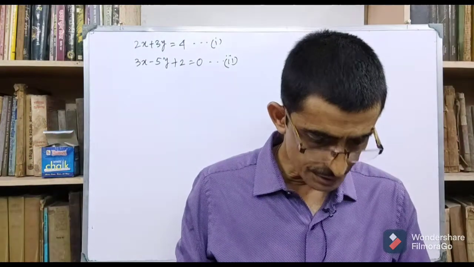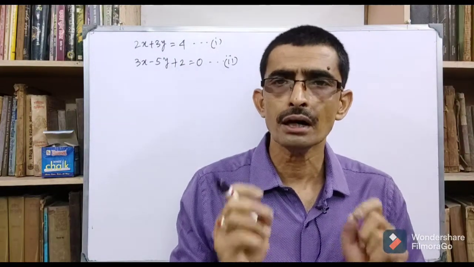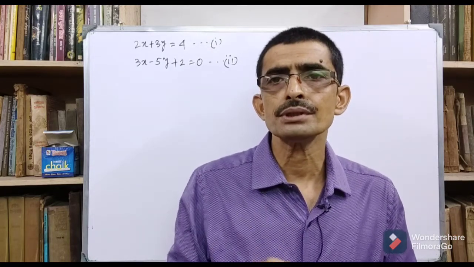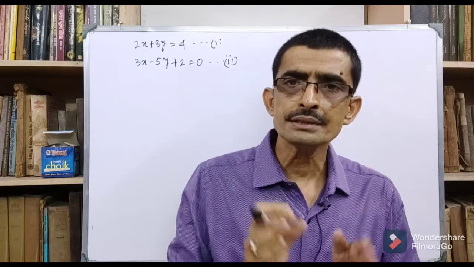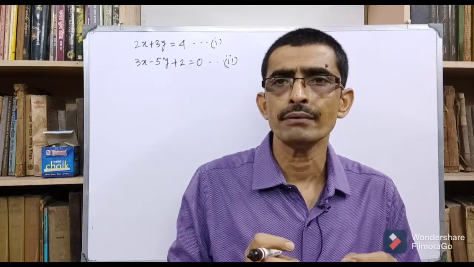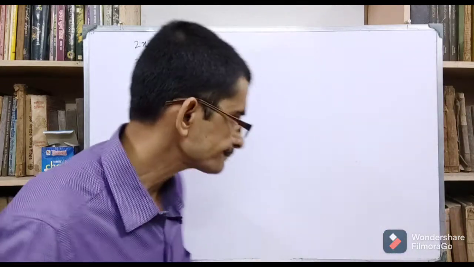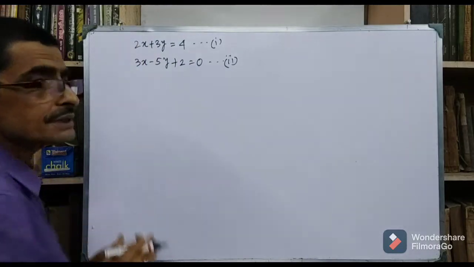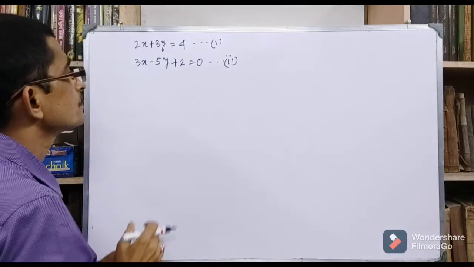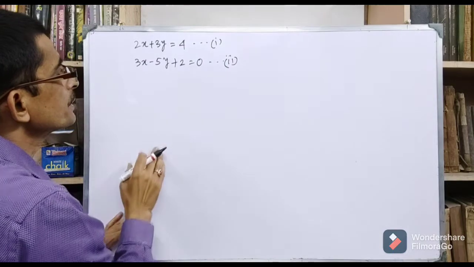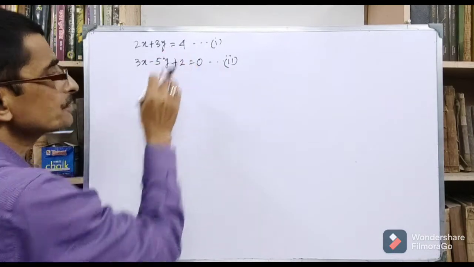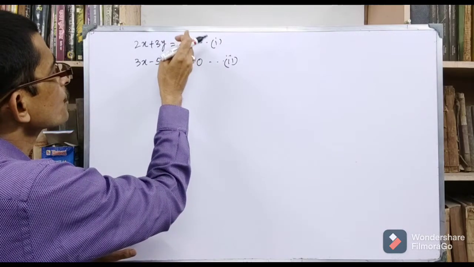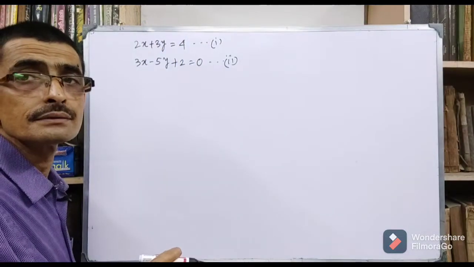But here remember, we have to rearrange the equations if the equations are not arranged. How to arrange and what should be the arrangement? As I have told you, if the equations are not arranged, what is the proper arrangement we need to have? Let us learn. All the terms should be written in the left side and right side should be 0. The right side of this equation is already 0, but not of this equation. So we will rearrange this equation. We will transfer 4 to its left side.